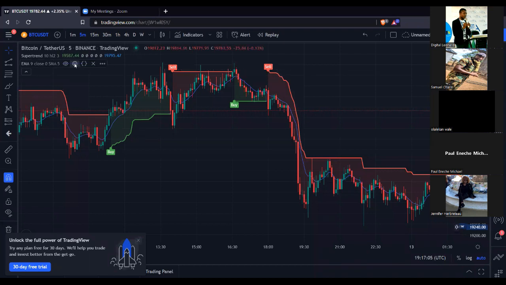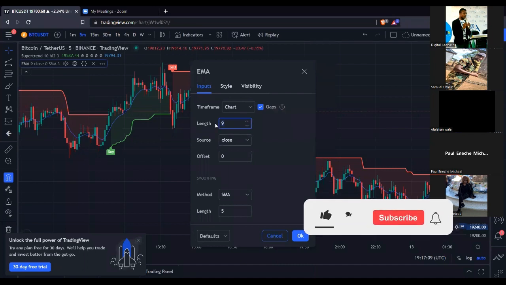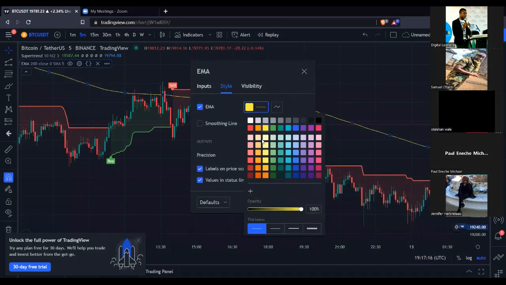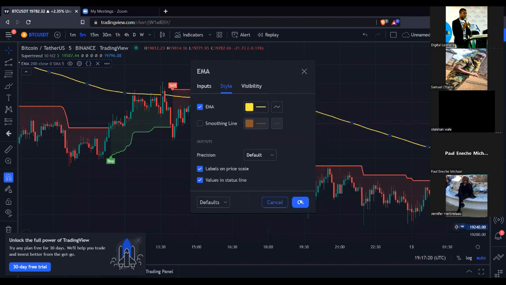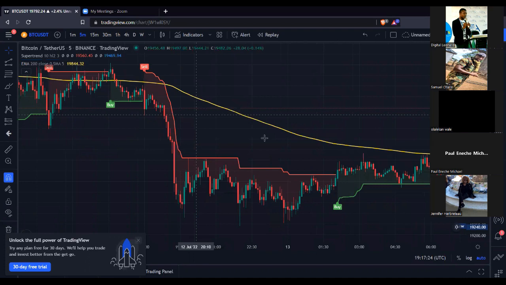So I'll go to the moving average and click on the settings here to edit it. On the input, I want to make this 200. I'll change it to 200 period. Then I'll come to the style, change it to yellow or white, then make it bolder so that I can see it. This is the only thing I need to do. So this is the moving average line here.